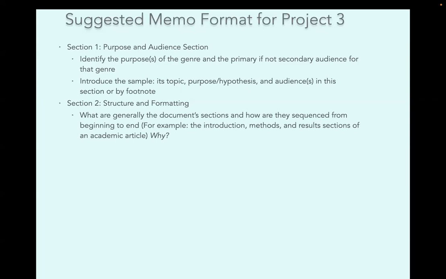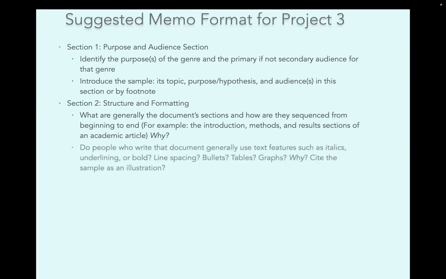That would be an example of 3 sections that are prominent in an academic article. It's a good idea here to also articulate why they were sequenced that way in that pattern. Consider smaller features such as italics, underlining, or bold, line spacing, bullets, tables, graphs, and consider possibly why they were used or perhaps why they were not used.